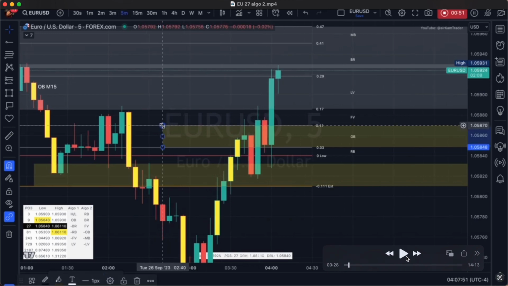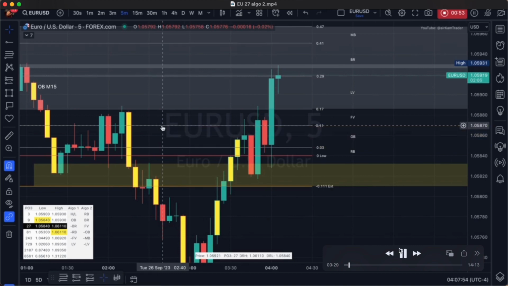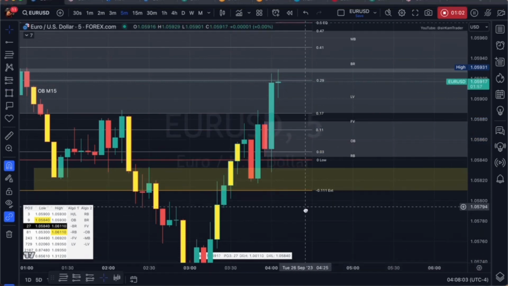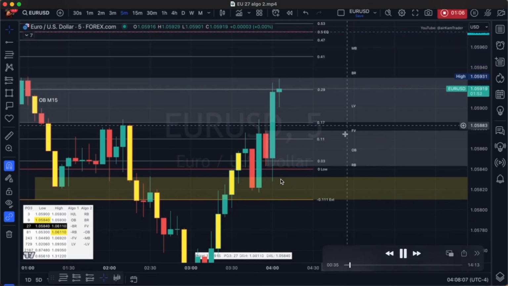People say all time frames are equally important, and M5 is a very significant time frame on EU and GU. The algorithm uses the M5 for a number of things. So now I'm looking to see if we violate this OB. I marked out the M5 OB here.